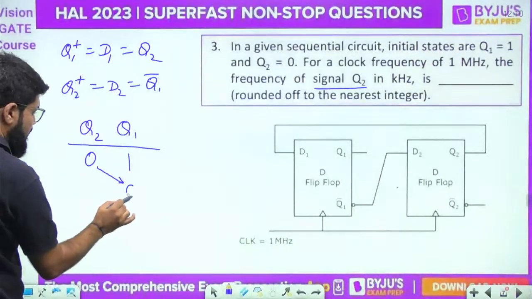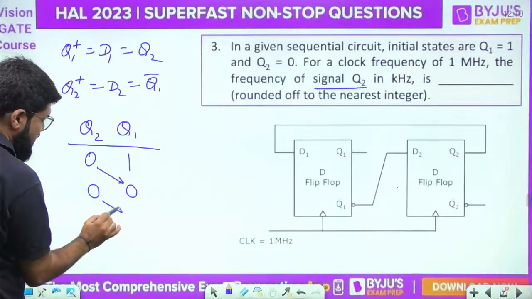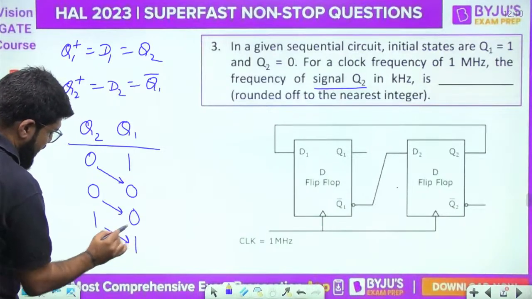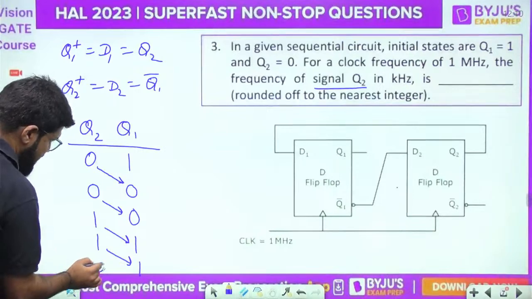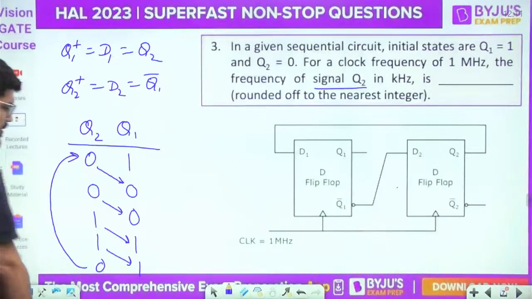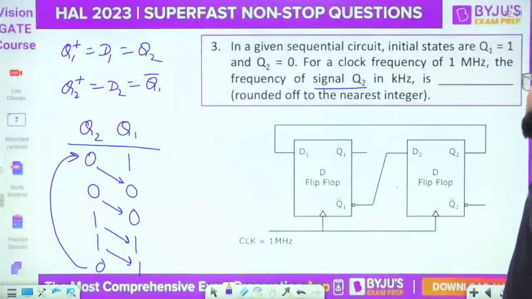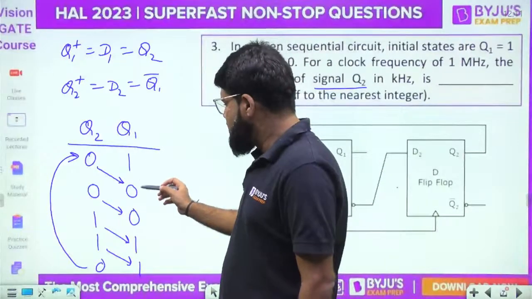So this 0 directly came here, and this will be complemented and put as 0. Now next, this 0 forward and this 0 complement 1. Next, this 1 forward and 0 complement is 1. Next, this 1 forward and this 1 complement is 0. We come back to the initial state. We come back to the starting state. So 0, 1, 0, 0, 1, 0, 1, 1.